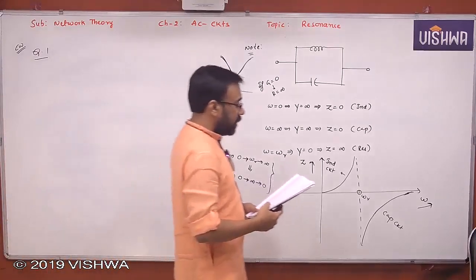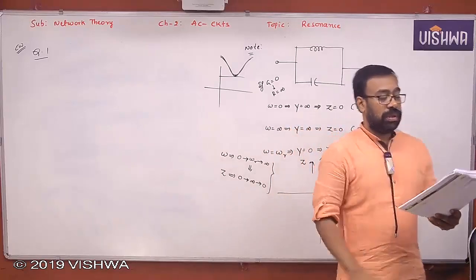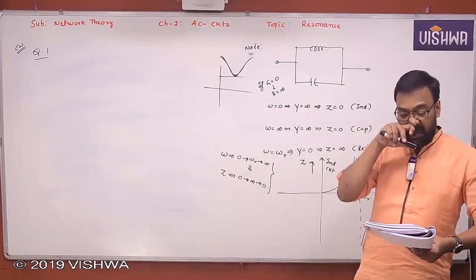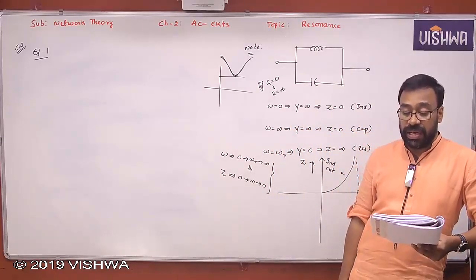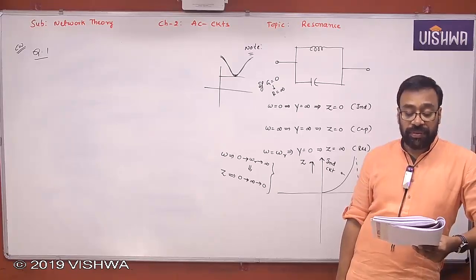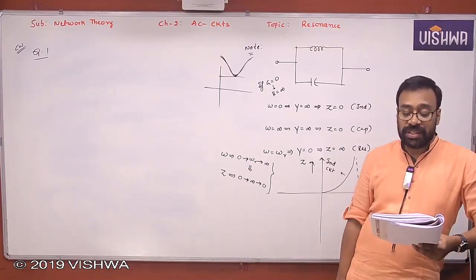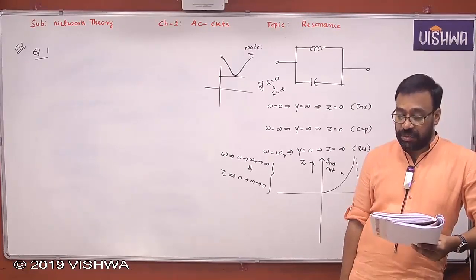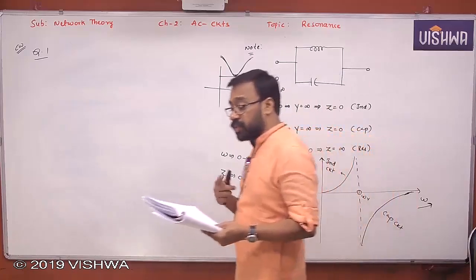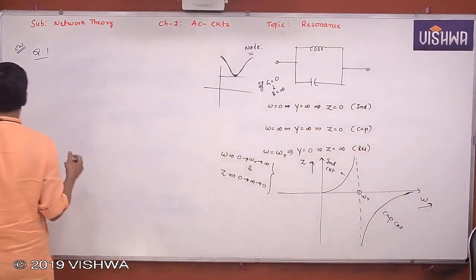In an RLC series circuit, applied voltage 10 at an angle of 0, R is equal to 5 ohm, C is equal to 20 microfarad with a frequency of 1000 radian per second, and L is adjusted until the voltage across the resistor is maximum. Find the voltage across each element. Okay, so I think you have this question with you. Please refer to that question number 1.